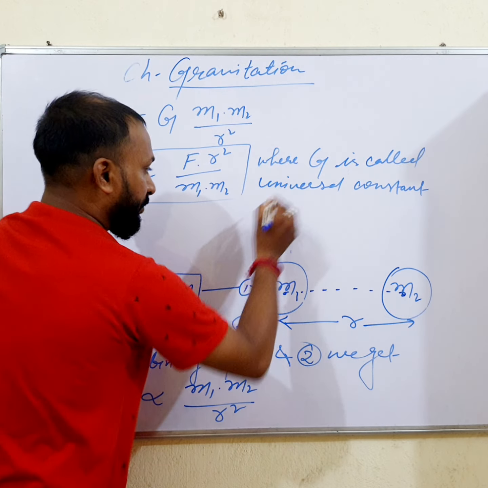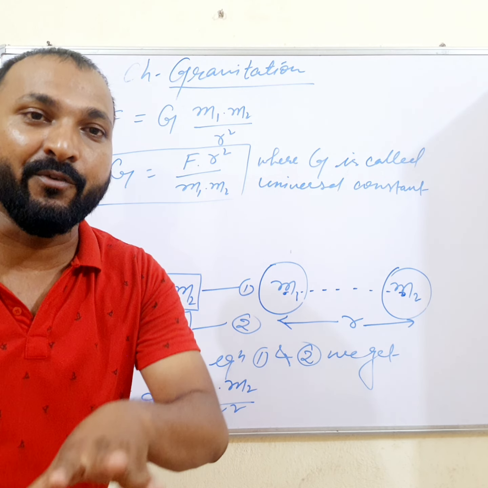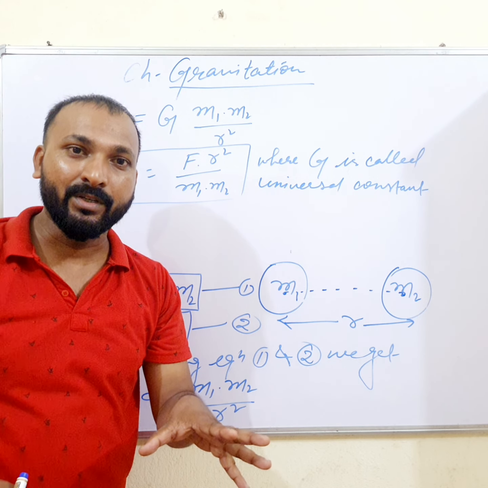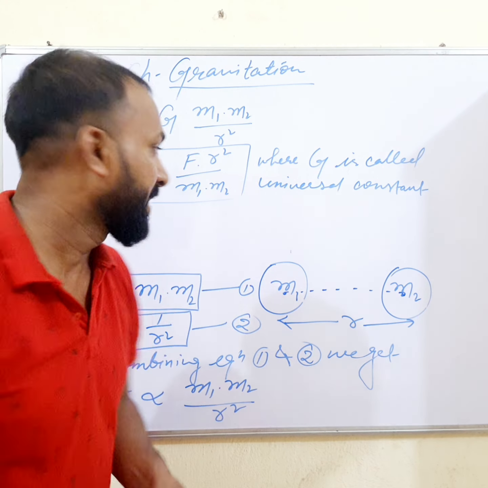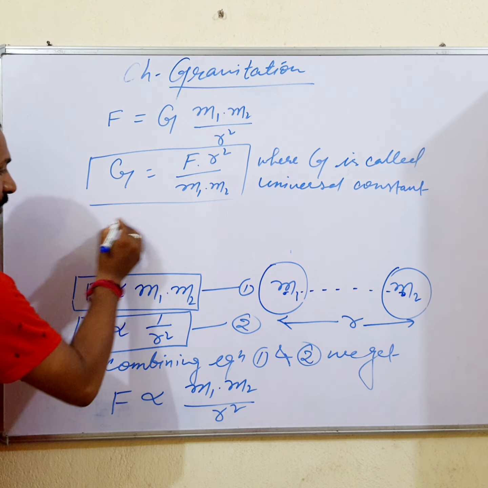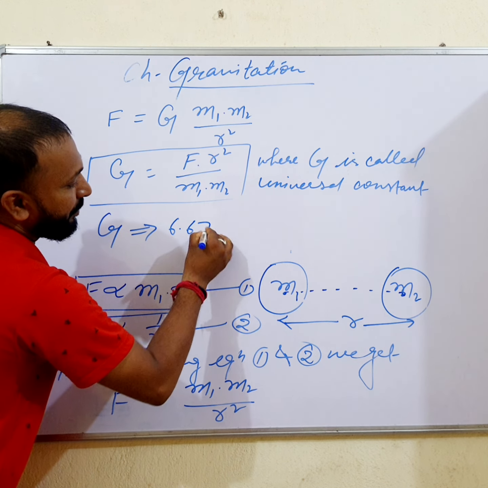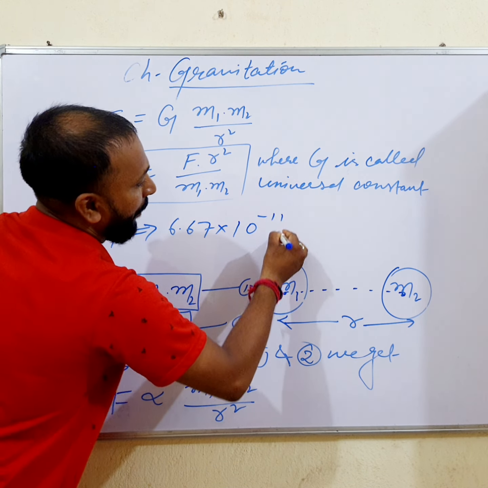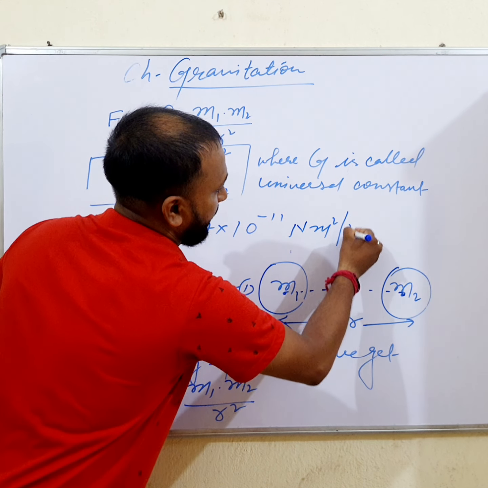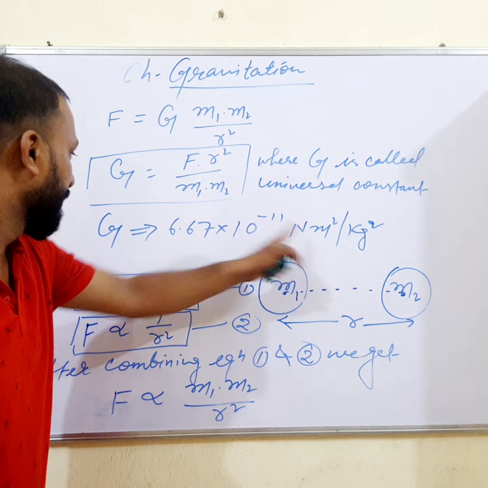That value of G was given by Sir Henry Cavendish with the help of two golden balls hung on a torsion balance, and he found that the value of this capital G is equal to 6.67 into 10 to the power minus 11 Newton meter square per kg square. This is the unit of capital G.